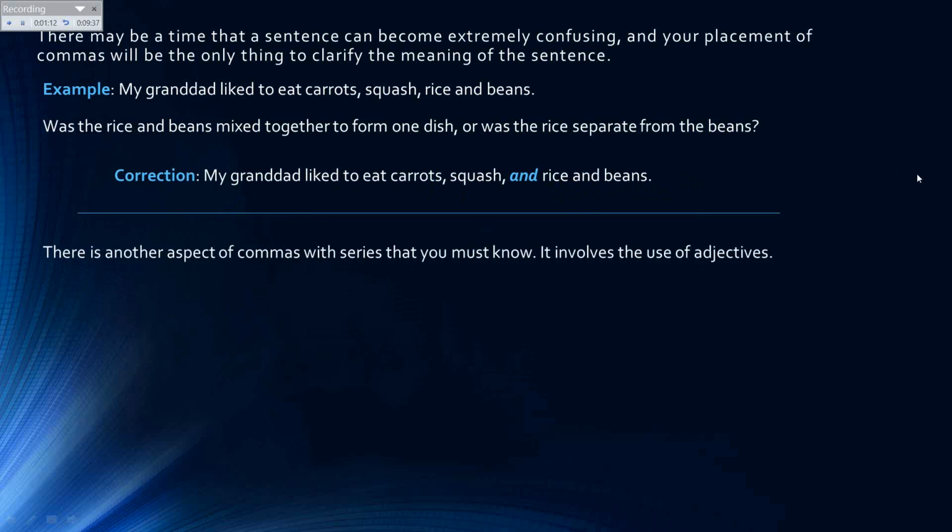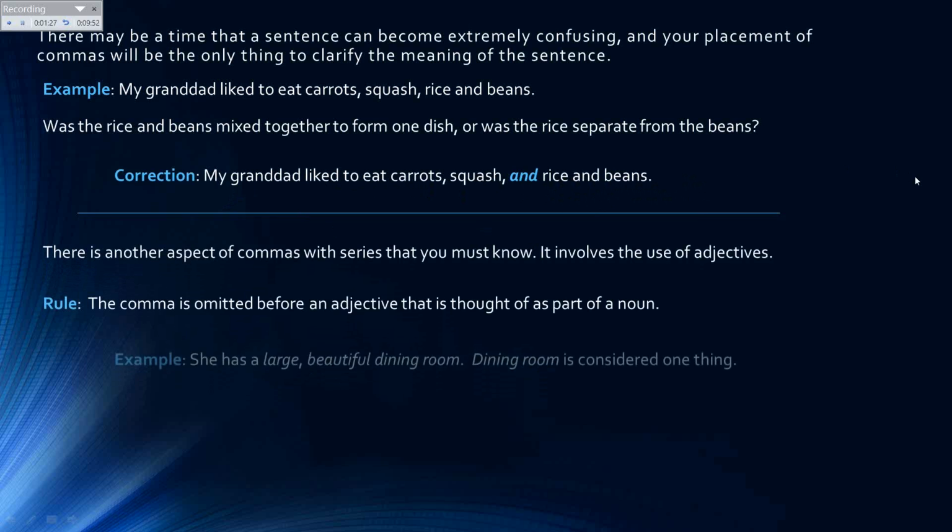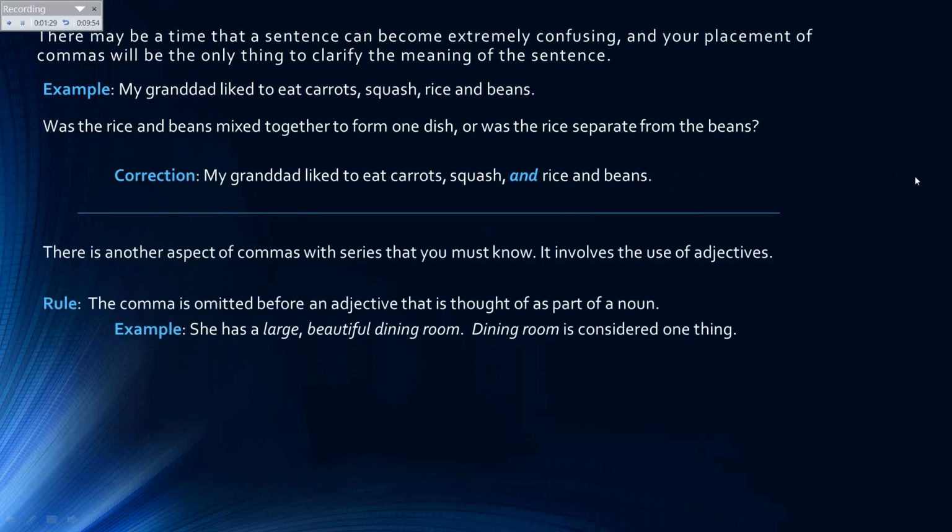And there's still one more aspect of commas with series that we have to know about, and this one involves the use of adjectives. The rule says that the comma is omitted before an adjective that is thought of as part of a noun. So we have this sentence. She has a large, beautiful dining room. But dining room is considered one thing.